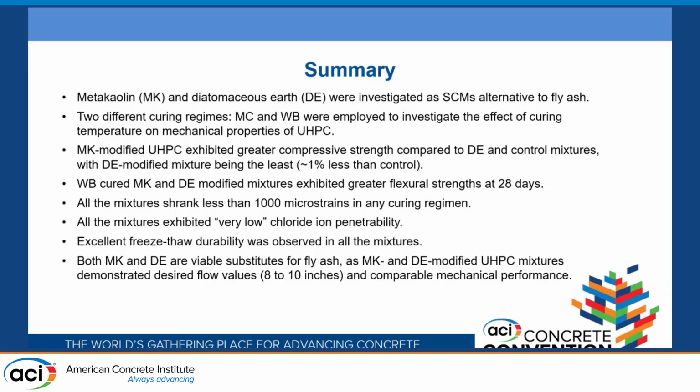The flexural strengths were greater than control mixtures in MK and DE-modified UHPC when cured under WB for 28 days, and the shrinkage was less than 1000 microstrains in all the curing regimens. All the mixtures exhibited very low chloride ion permeability, and excellent freeze-thaw durability was observed. Therefore, I can conclude that both MK and DE are viable substitutions for fly ash, because MK and DE modified UHPCs demonstrated desired flow values for UHPC and comparable mechanical performance.